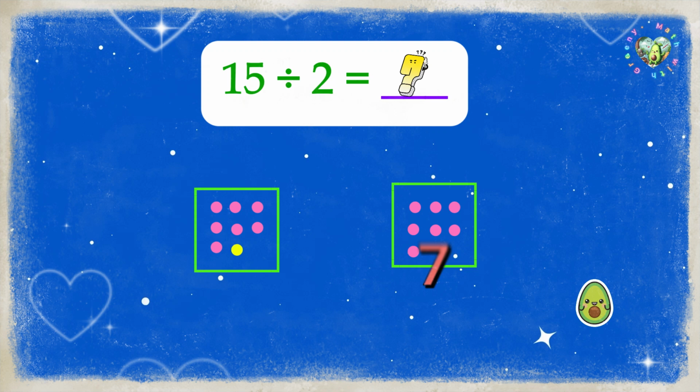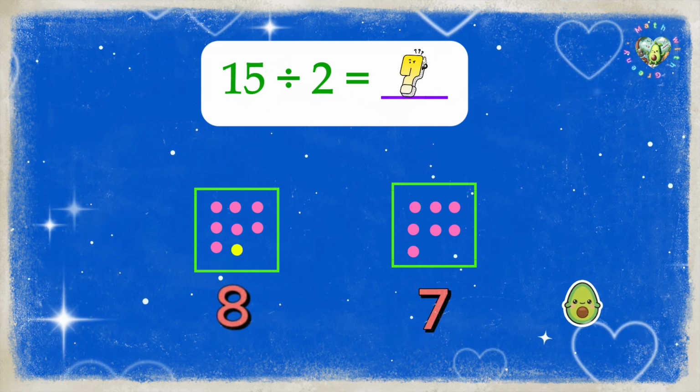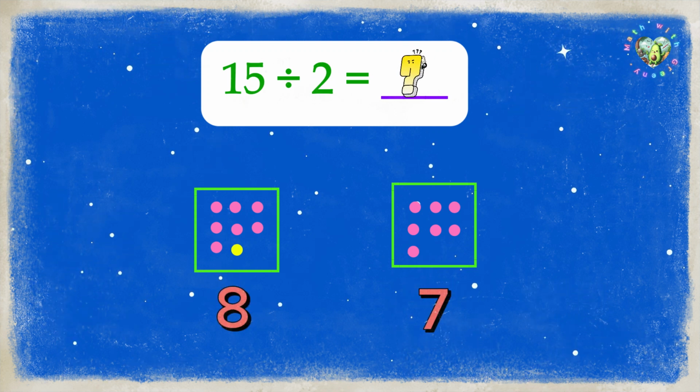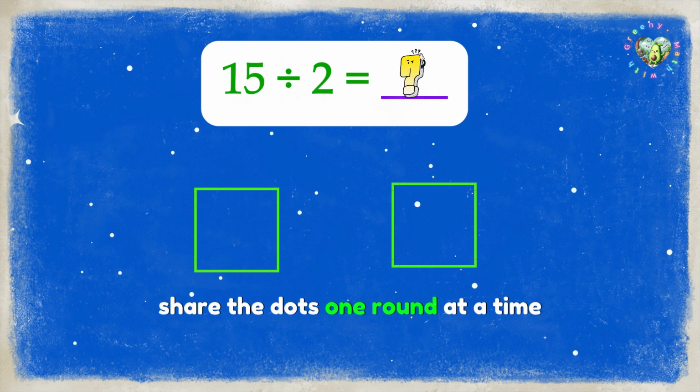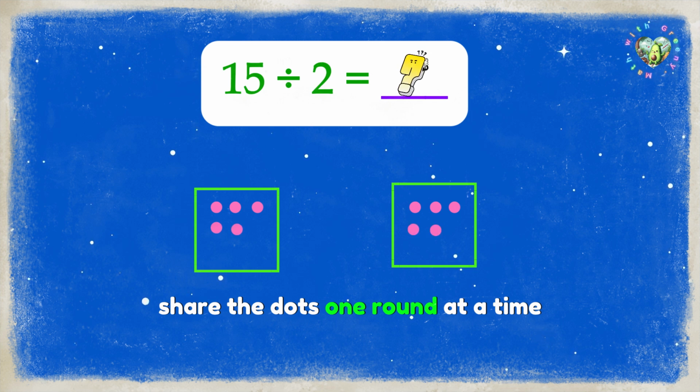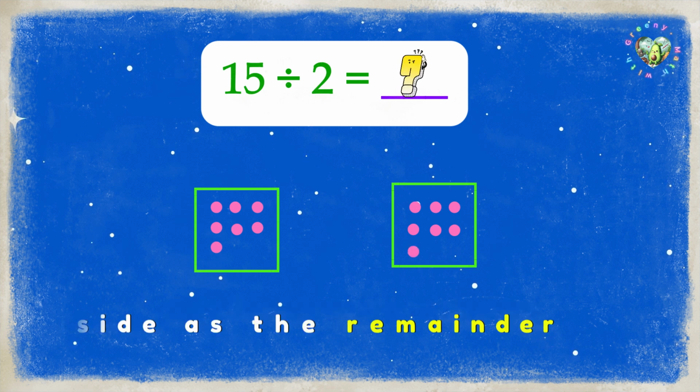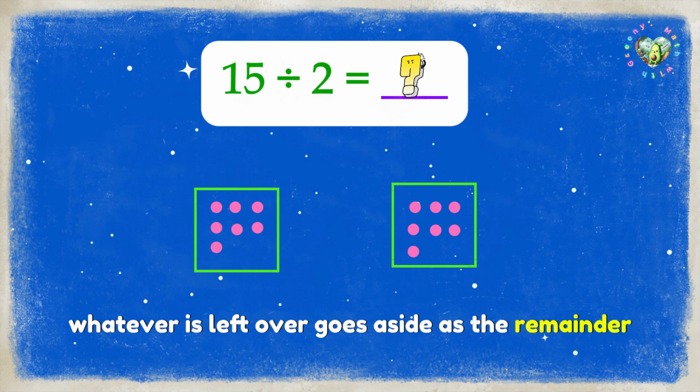One square has 7 dots, and the other has 8. That's not fair, right? Good catch, Greenie. Remember, each square has to have the same number of dots. The trick is to share the dots one round at a time. And whichever is left over goes aside as the remainder.